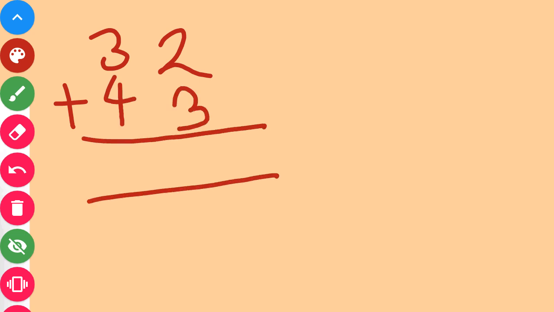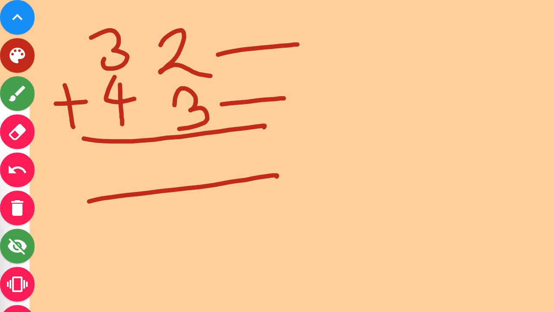32 plus 43. Now here, 32, 43. First what will we do? We will find the estimation. We will round it off. First we will round it off.